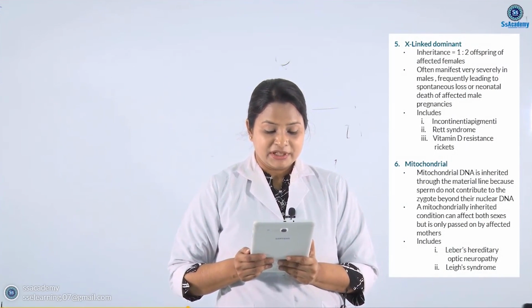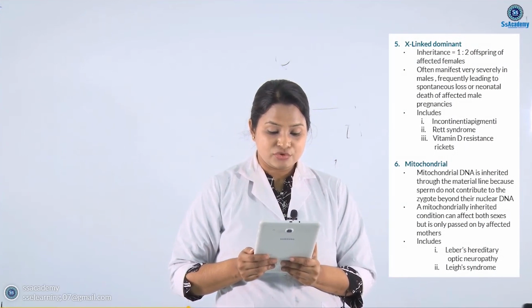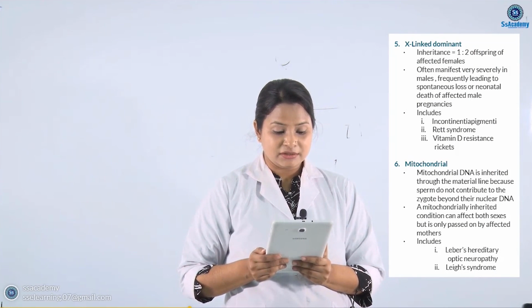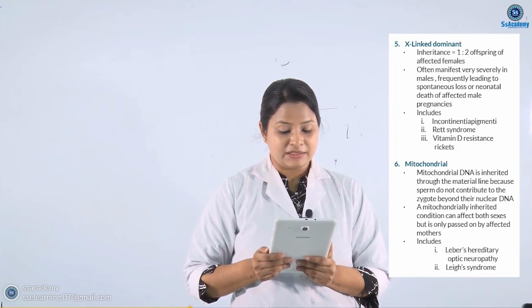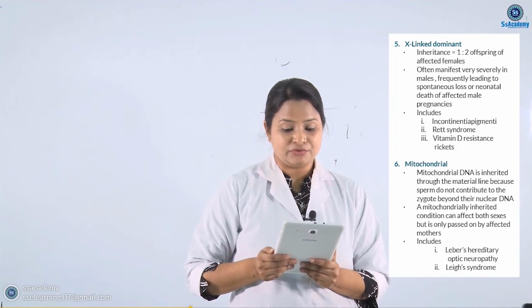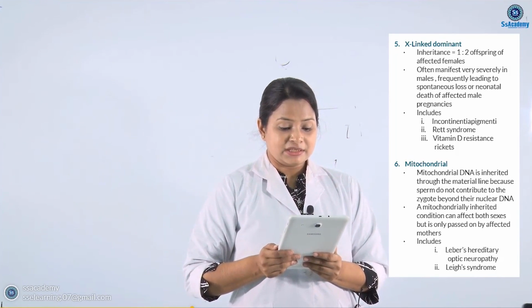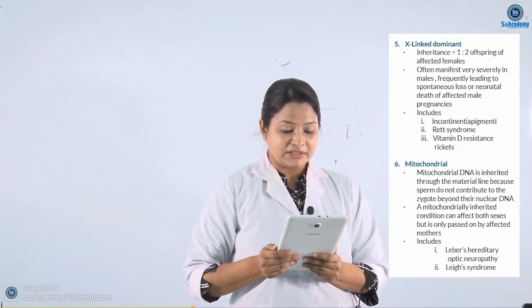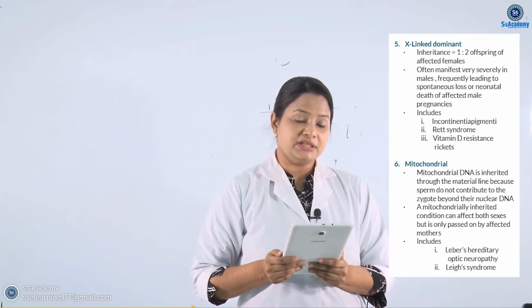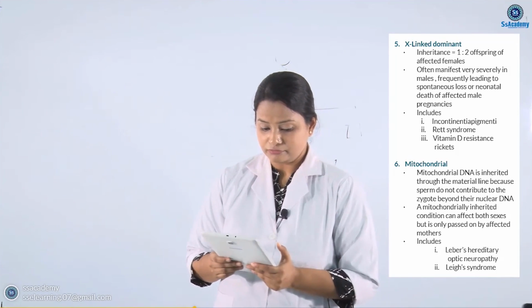However, in X-linked dominant disease the inheritance is 1:2 in offspring of an affected female. It often manifests with very severe disease in males, frequently leading to spontaneous loss or neonatal death of affected male pregnancies. Examples include incontinentia pigmenti, Rett syndrome, and vitamin D resistant rickets.